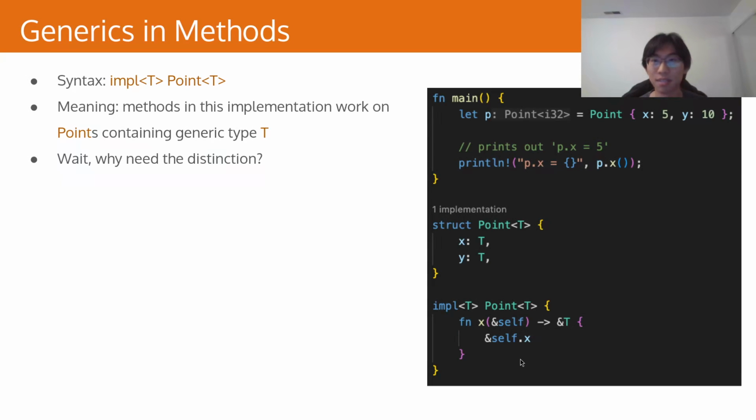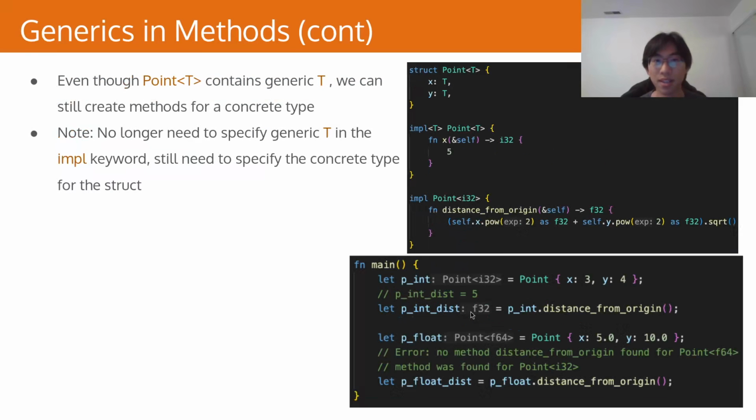Now we'll cover generics and methods. And the way we can do this is we can use impl<T> Point<T>. And this means that the methods in this implementation will work on points with the generic type T. So this code basically says for any point, we can have it return its x value, even though it's a generic value and we don't know what that type might be. But why do we need to make this distinction that we are specifically implementing it for this arbitrary type T? And that is because we can specify a concrete type that we want to implement it for as well.